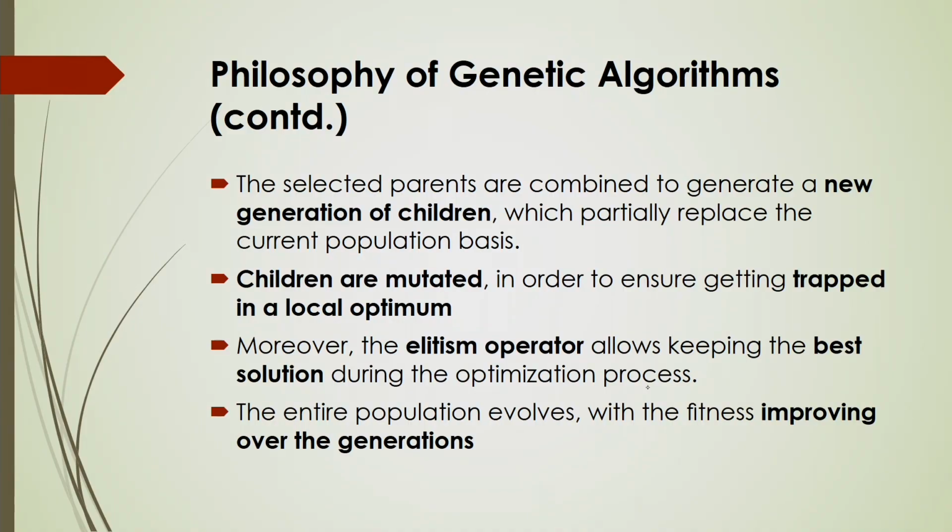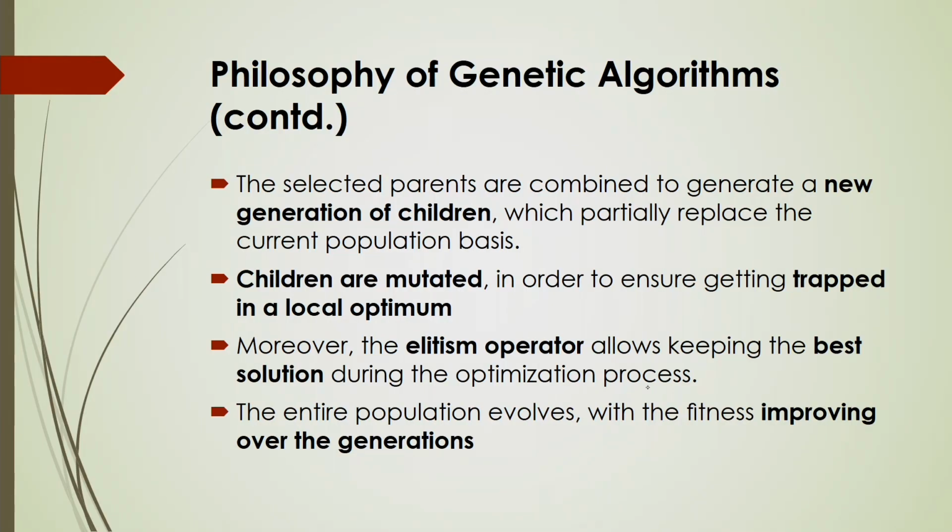Then after selection, the selected parents are combined to generate a new generation of children, which partially replace the current population. So, this is simply finding out better than better, better than the best.